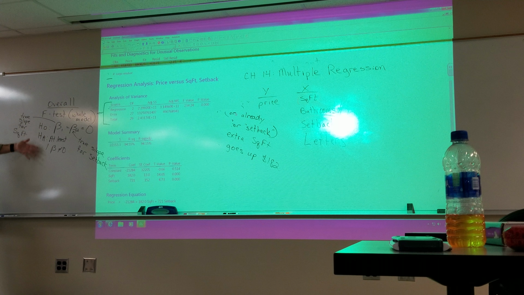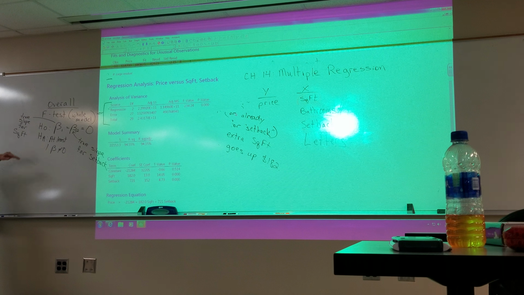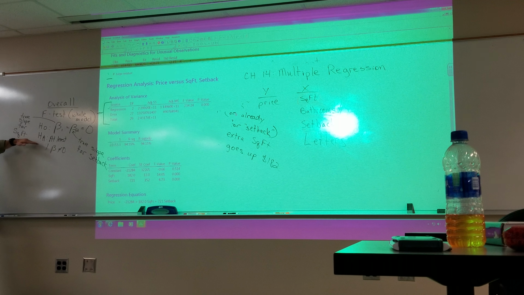So we basically have 2 options here. H0, my model is junk. Nothing in my model is related to price. HA, something in my model is related to price. I don't know what, but at least one of the variables in my model is related to price.